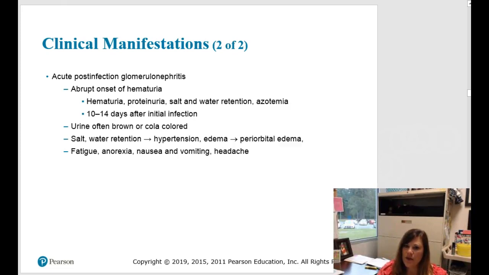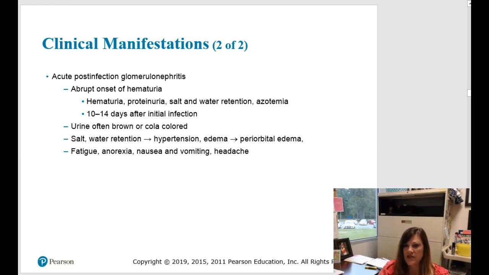So in acute post-infection glomerular nephritis, what we see is an abrupt onset of the hematuria. We can have proteinuria, salt and water retention, azotemia, and all of those things can also be seen really in any of the types of nephritis. The azotemia, that just means an increased BUN and creatinine rate. So those are the waste products, the abnormally high levels of nitrogen waste products in the blood.